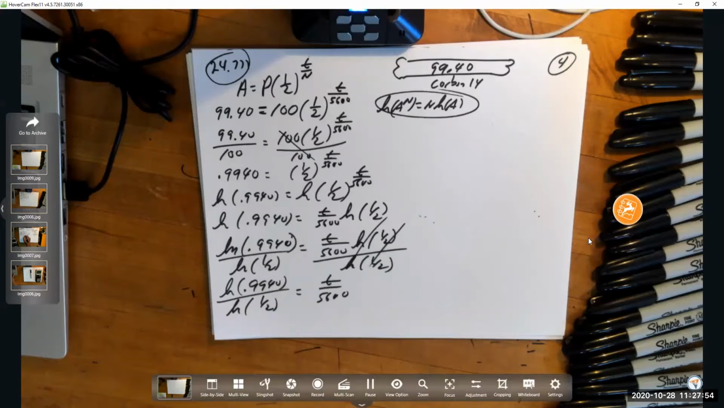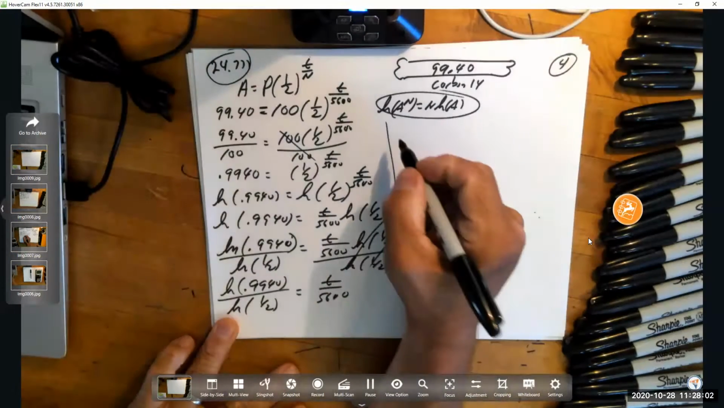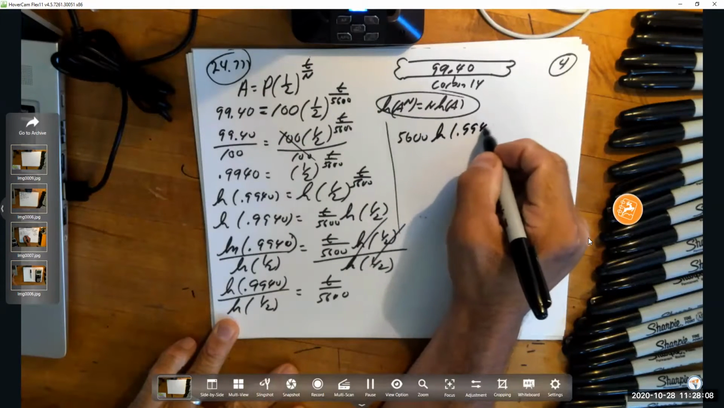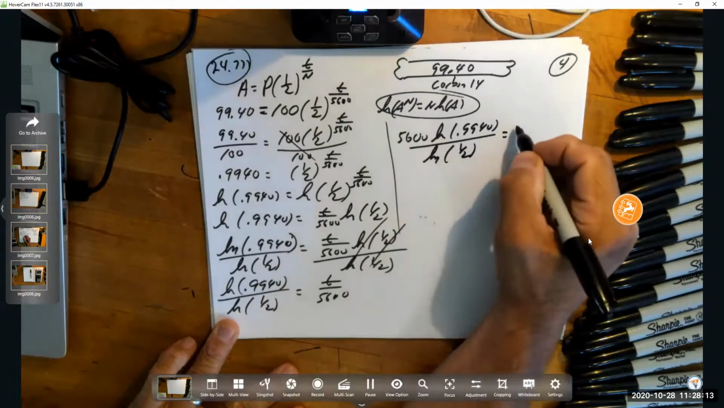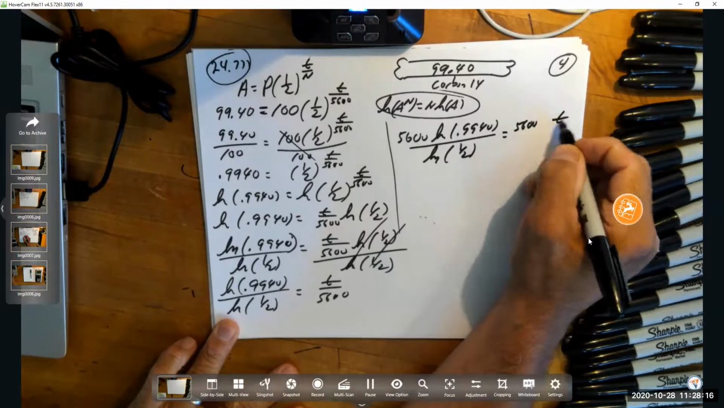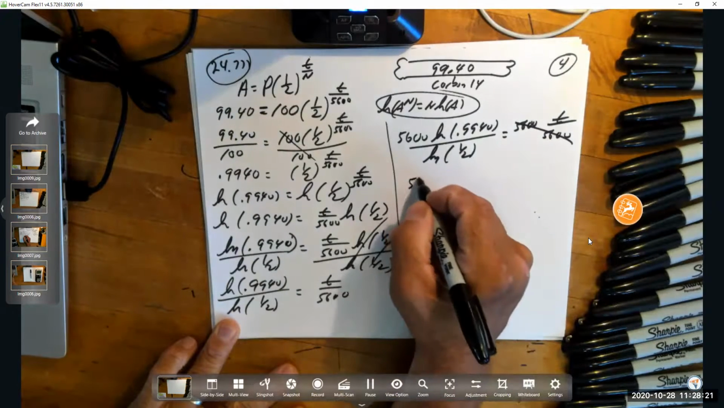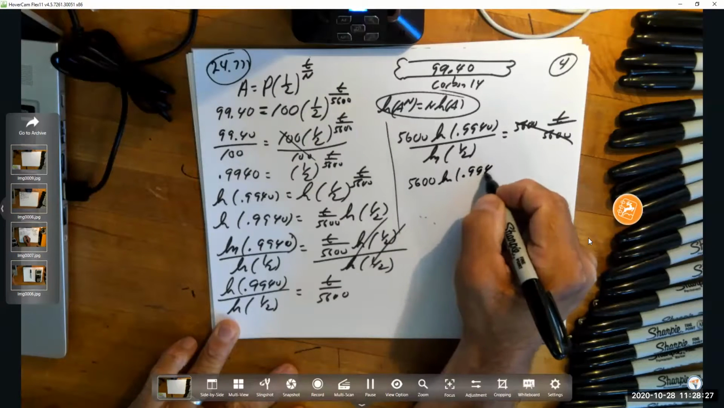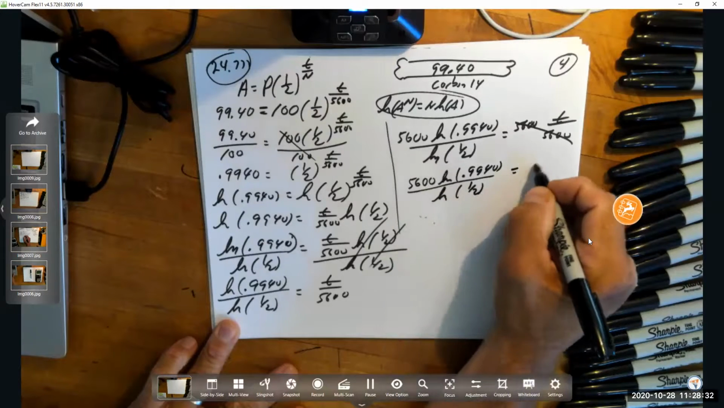So now, to get the answer, to get rid of just the letter T, I'm going to have to multiply both sides by this: 5600 ln of 0.9940 divided by ln of half. And same thing over here, 5600 times t over 5600. And I know these are gone. So 5600 times ln of 0.9940 divided by ln of half equals letter T.